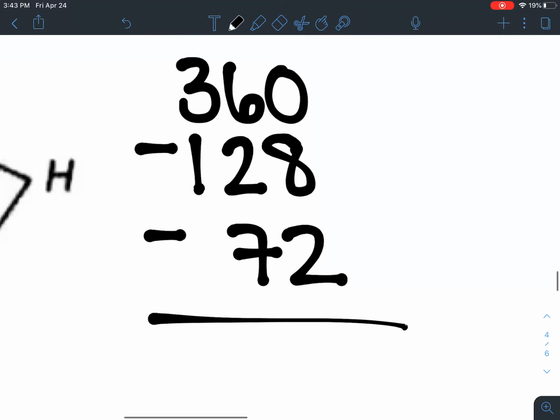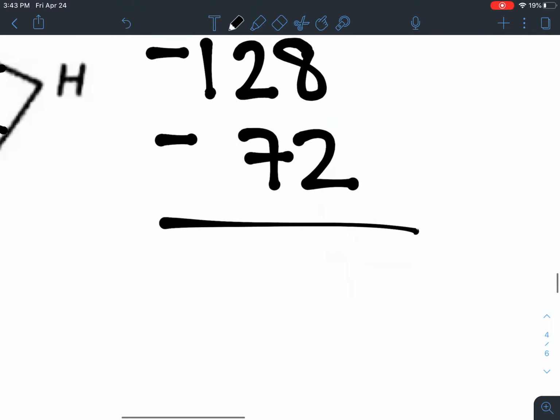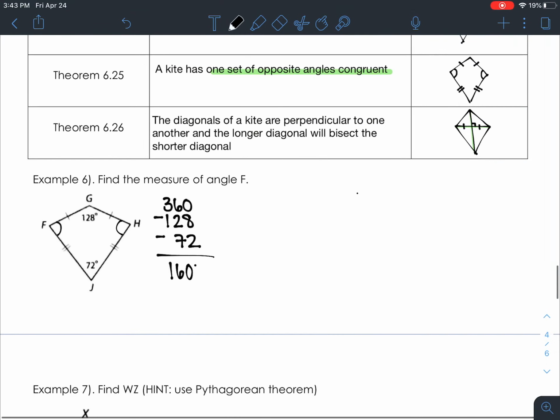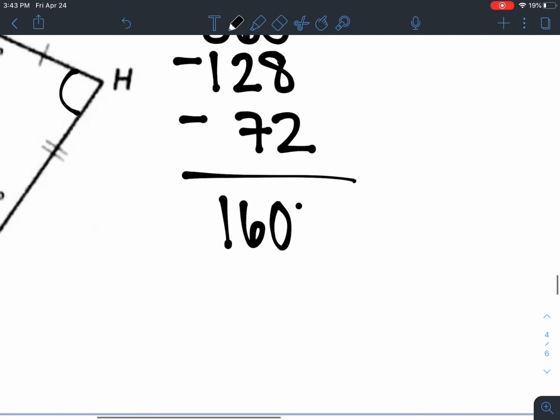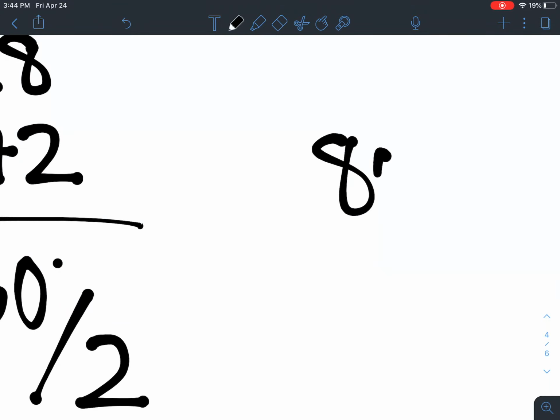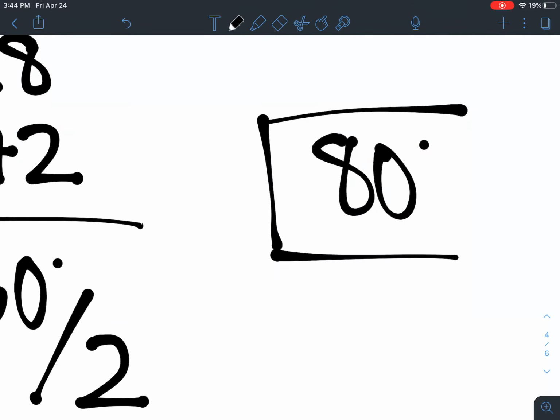Okay, so you're going to do 360 minus 128 minus 72, and what you're going to get is 160 degrees. Okay, so that 160, though, has to be spread apart between F and H, all right? And they have to be congruent, so we're going to take that 160, divide it by 2, which means that both of those angles equal 80 degrees.